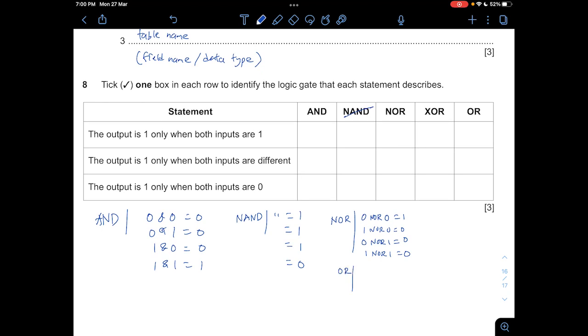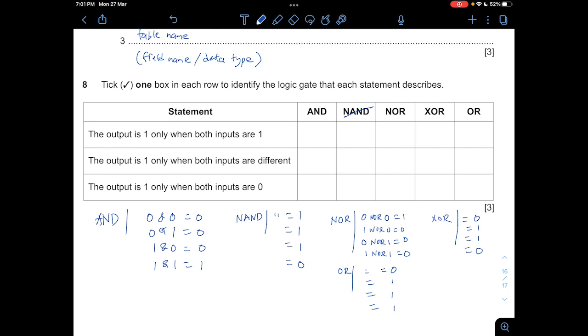And then OR will be the other way around. So 0 or 0, you get 0. 1 or 0, you get 1. 0 or 1, you get 1. 1 or 1, you get 1, right? And then for XOR, the only difference with OR is that if it's 1 or 1, you get 0. So this one would be 0, 1, 1, 0.